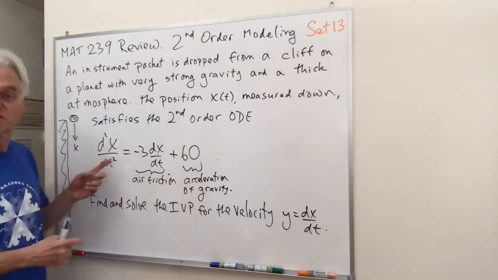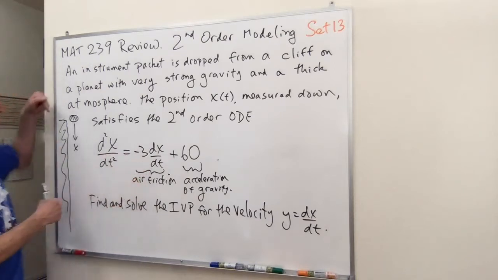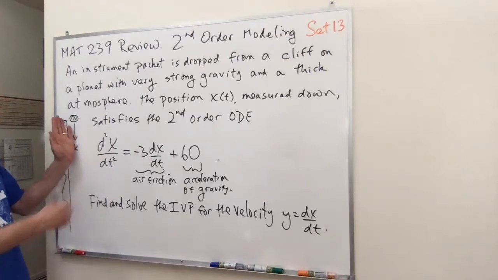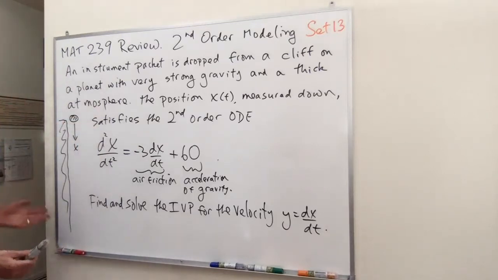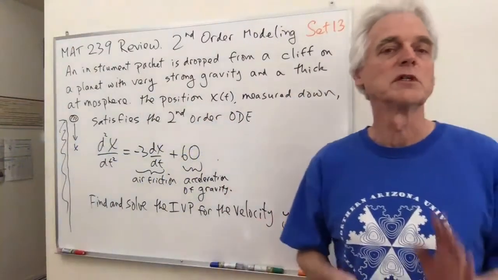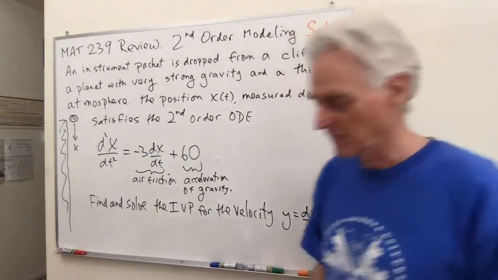The air friction is a force that opposes the velocity. If dx dt is positive, then the force is negative. And if dx dt happened to be negative, if it were moving up, then the force would be positive. Okay. So we're supposed to find and solve the initial value problem for the velocity y, which is dx dt.